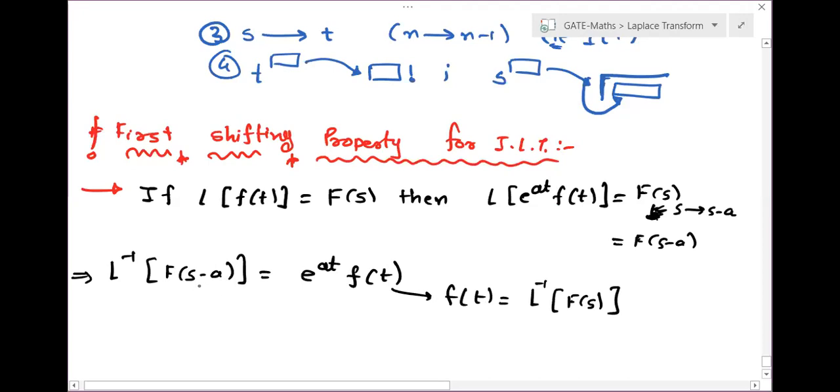Because instead of this s minus a, you have to go in reverse manner. You have to multiply e to the power at, and you have to find Laplace inverse of F of s. So it is similar to your second shifting property. Here we have applied inverse. This Laplace will go to this side. This will become your Laplace inverse of F of s minus a. Now let us see a few examples based on them, so you will get a clearer idea.